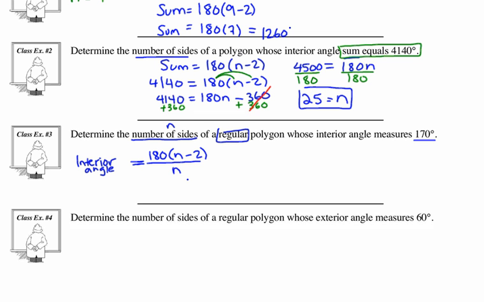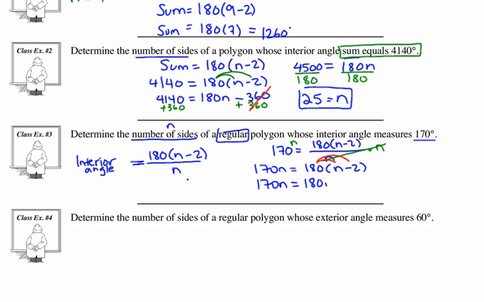Okay, so we know that each interior angle is 170, and we get that by taking our total divided by the number of sides. So we have to solve for n here. Our first step is to get n off the denominator, and how are we going to do that? We need to multiply both sides by n. That's our first step. So we have 170n equals 180 times n minus 2. Now what? Well, let's get rid of those brackets. We need to solve for n, so get rid of the brackets. 170n equals 180n minus 360.